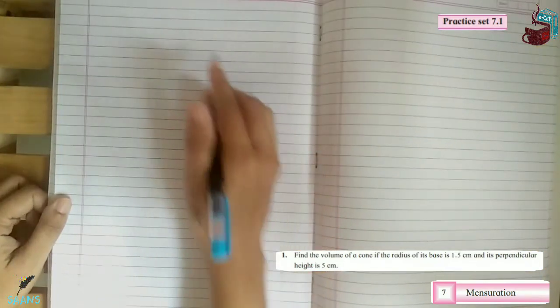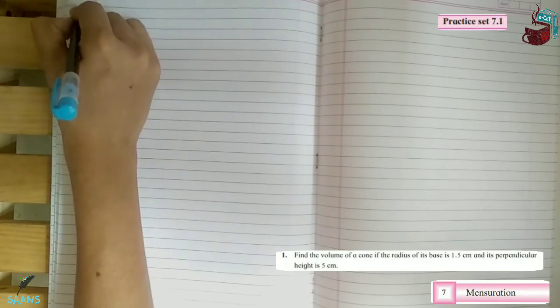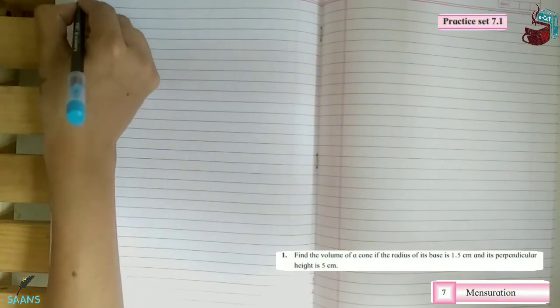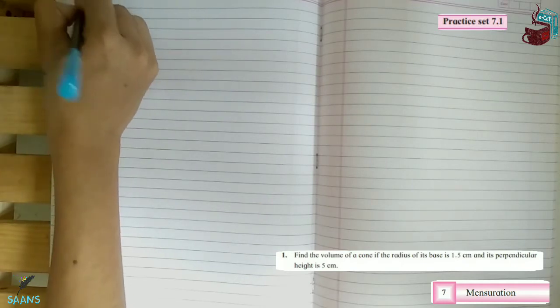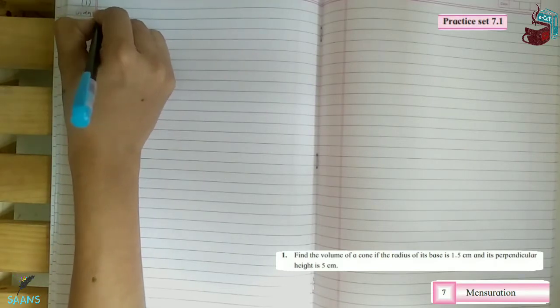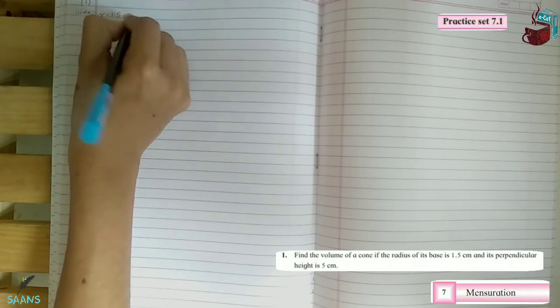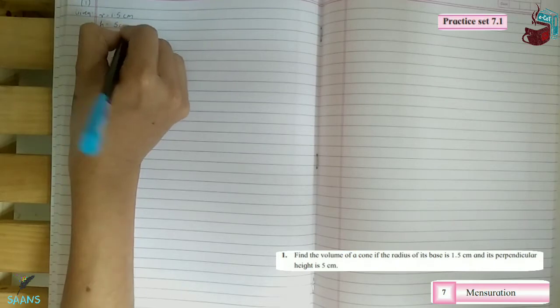So how are we to do it? Okay, no need to draw the figure. You can draw the figure if you require it. Otherwise, we just write given. We start with the given. It is the first sum in 7.1. So given is radius of the base, it is represented by r is equals to 1.5 centimeter and height is equals to 5 centimeter.